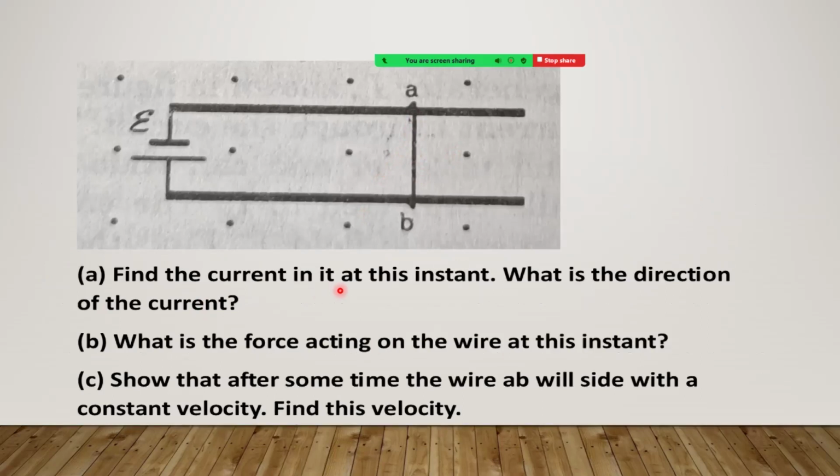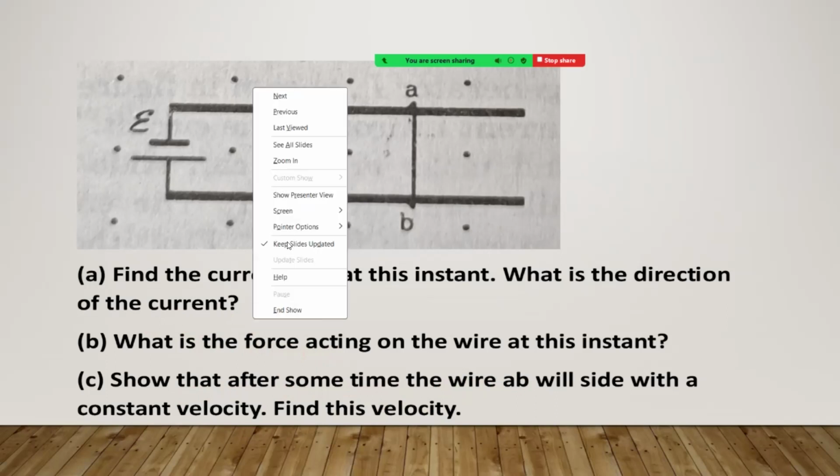So find the current in it at this instant. And what is the direction of current? Then we have to find the force and show that after some time, wire AB will slide with a constant velocity. And how much is that velocity? Okay, this is the question given. Let us see how to solve it.